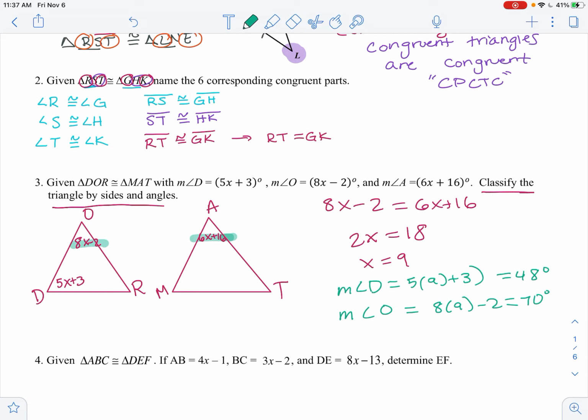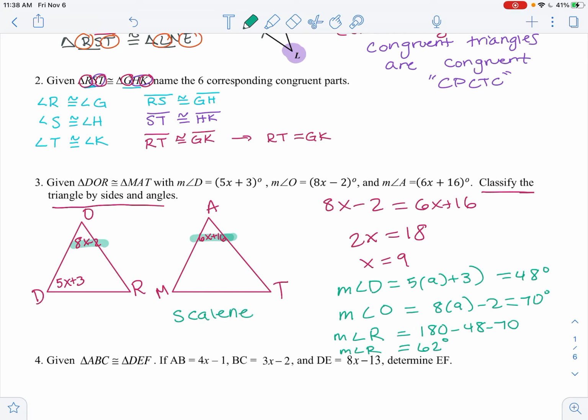And I don't have an angle T or R to substitute, but I could find the measure of angle R by subtracting 180 minus 48 minus 70, because we know that the interior angles of a triangle sum to 180. So if I subtract these, that tells me that my angle R is 62 degrees. So when I look at this, because all my angle measures are different, none of them are the same, that tells me that none of my side lengths are the same length either. So that means it's a scalene triangle.